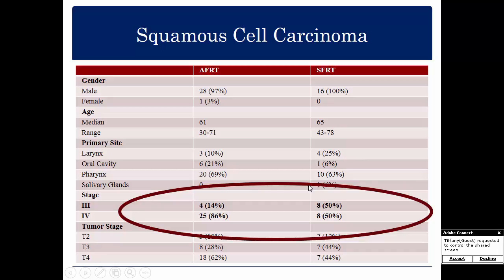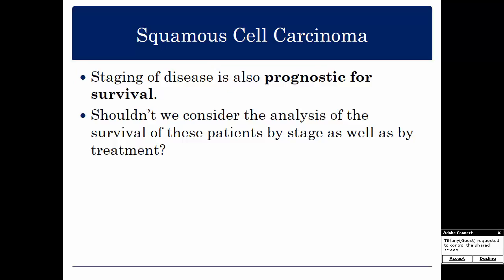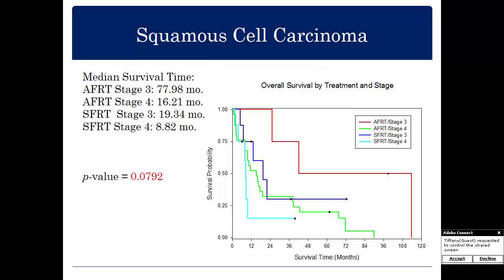And again, maybe now we should take a look at the impact that staging of disease has on survival. Well, the way we can do that is we can stratify our treatment groups by this confounding factor, stage. So now rather than having 2 survival curves, I have 4. My accelerated stage 3 is represented by the red. The accelerated stage 4 is green. So you can see that there's a huge separation in those 2 lines.